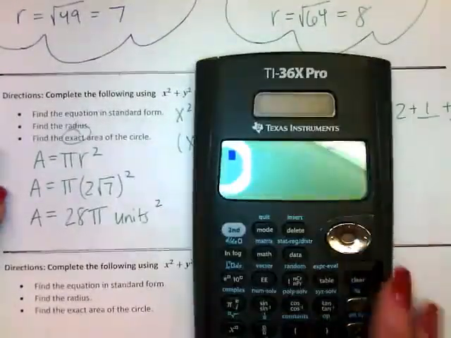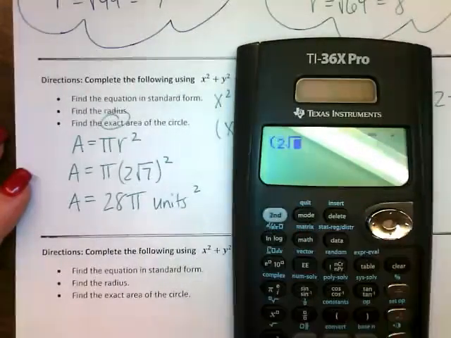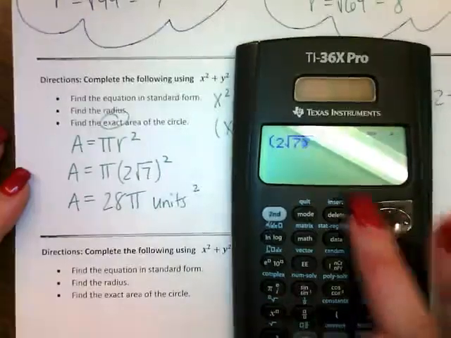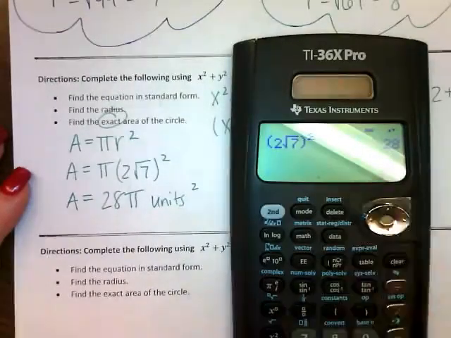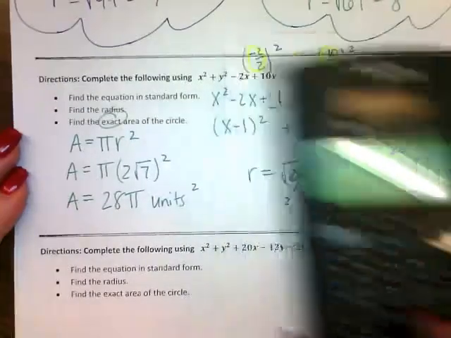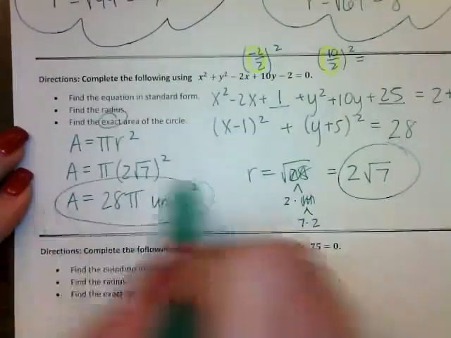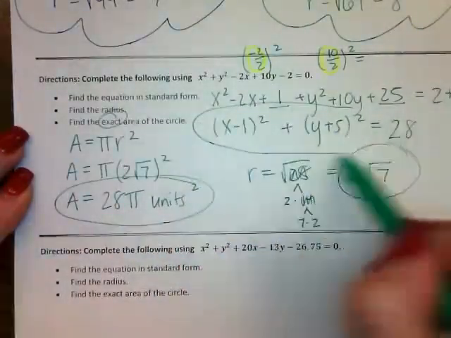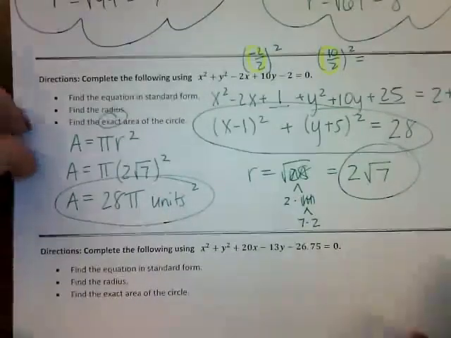And again, if you need to see this in your calculator, parentheses 2 root 7, oops, make sure you arrow out, squared, gives you that 28, okay? So final answer, and final answer for all 3 parts. Let's go to the last section.